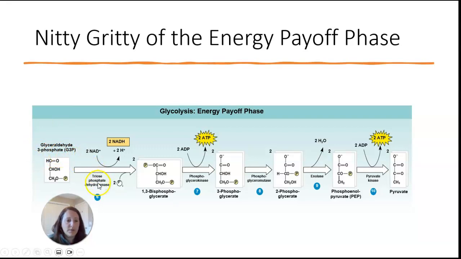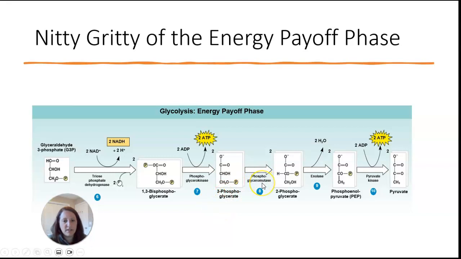This enzyme, triose phosphate dehydrogenase, comes into play. It's going to strip off electrons and protons. And we end up forming NADH, 2 of them, because we have 2 glyceraldehyde phosphates that are going to be coming in. This then becomes 1,3-bisphosphoglycerate. The enzyme phosphofructokinase then comes in, pulls off a phosphate from each of these. Remember, there's 2. We end up with 2 ATP being pulled out. We end up with 3-phosphoglycerate.